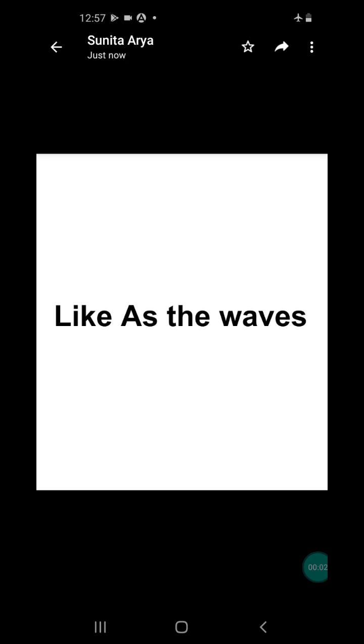Good morning. We have already read the poem Like as the Waves, written by William Shakespeare. Let us have a little discussion about it.